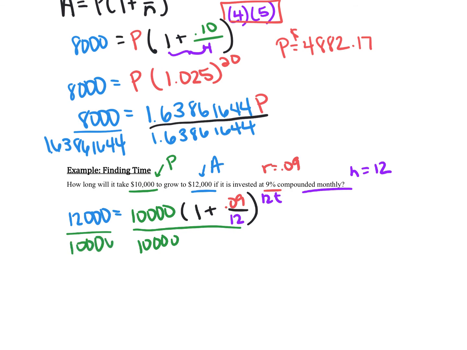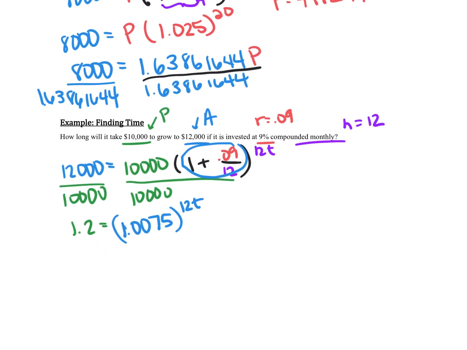12,000 divided by 10,000 gives me 1.2. That's equal to, I'm also going to clean up the inside here while I'm doing this. So that's 1 plus 0.09 divided by 12. When I do that, I get 1.0075. I'm raising all of that to the 12t.